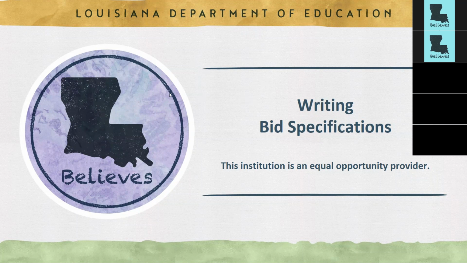And welcome to the training on writing bid specifications. Let's face it, most SFA directors do not like writing bid specifications because it's a very tedious task and it's very time consuming. But writing quality specifications for your bids is important because they serve both as quality and cost control standards for your SFA.